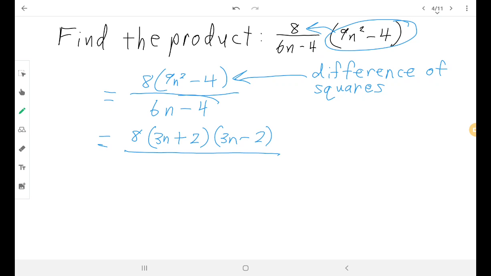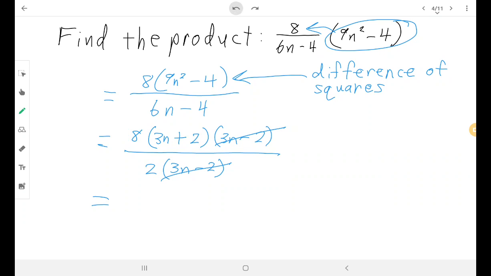Over, now notice here in 6n minus 4 that 6 and 4 both divide by 2. So I could actually factor a 2 to the front of that. And if I do that, I divide each part by 2. 6n divided by 2 is 3n, minus 4 divided by 2 is 2. So now I've got the 3n minus 2's that do indeed cancel. I've also got 8 divided by 2.